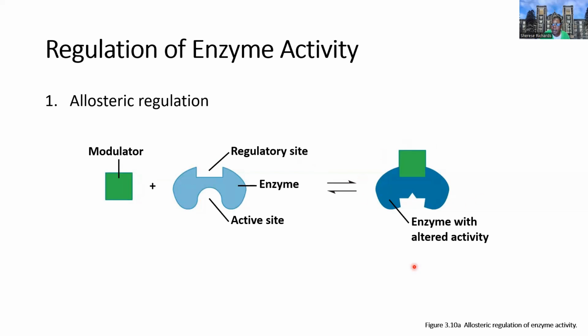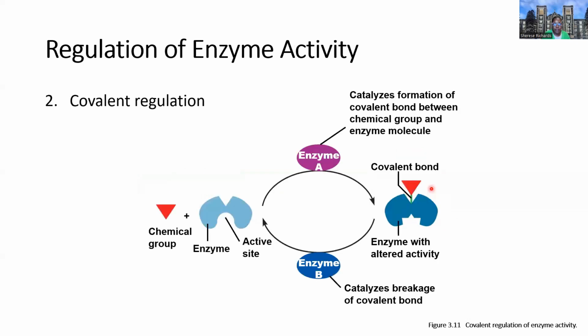Here is the enzyme on the other end with the modulating structure bound, and that is going to have altered enzyme activity. As we can see, the activation site has now been modified. So essentially, other molecules can bind to our enzymes and turn them on or off, and this is allosteric regulation.